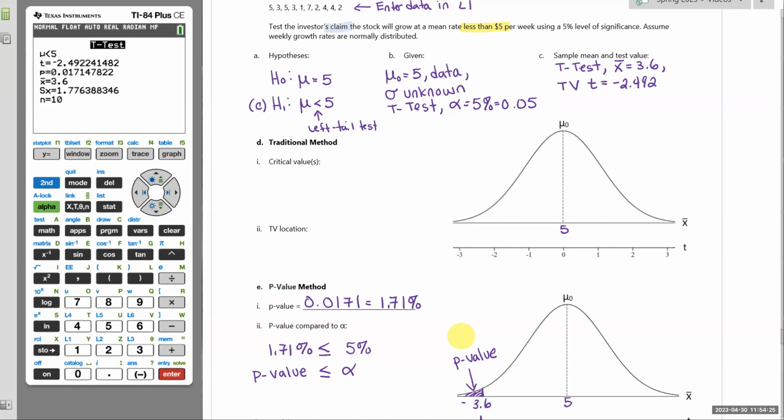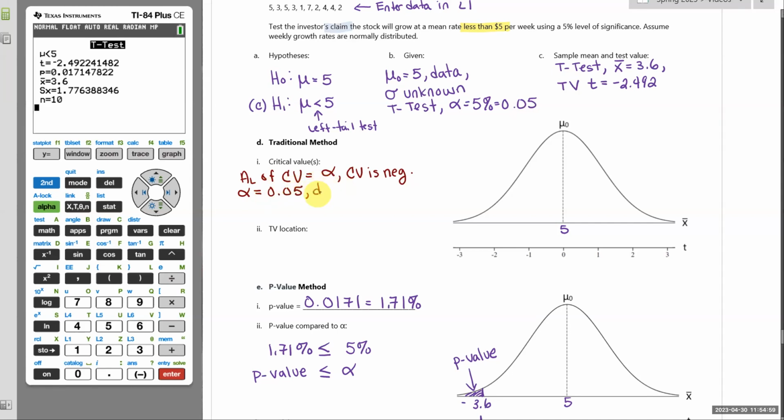All right, so it's a left tail test. So the area left of the critical value will be alpha. And because it's a left tail test, the critical value is a negative number. It'll be on the left. So alpha is 0.05.